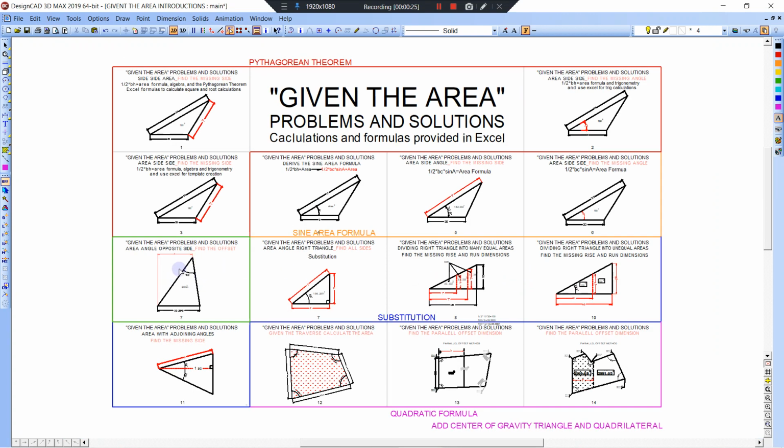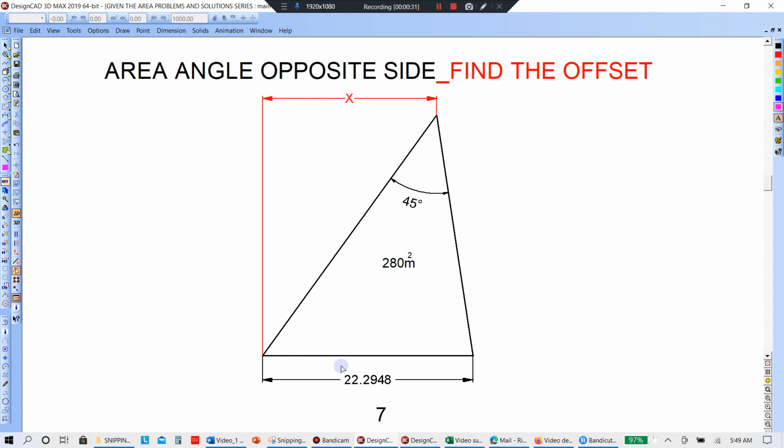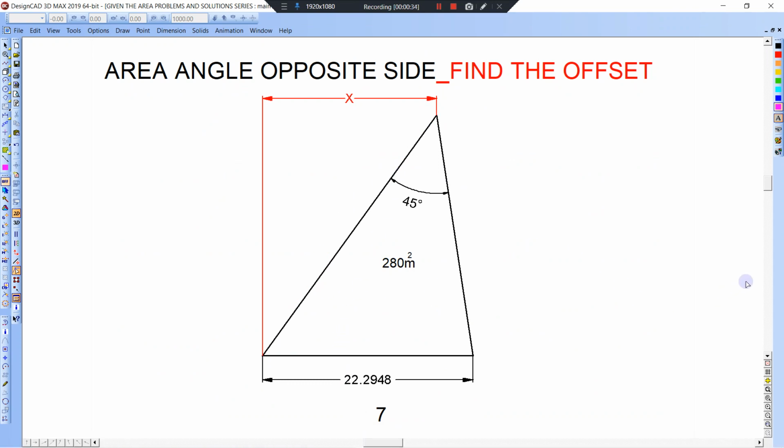And this is video 7. And then we'll get into substitution and subdivision. Let's go to the solution. We have, here we go, same problem.